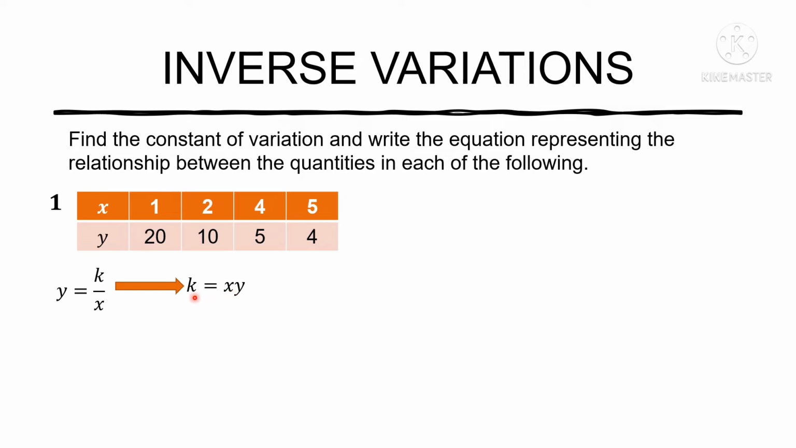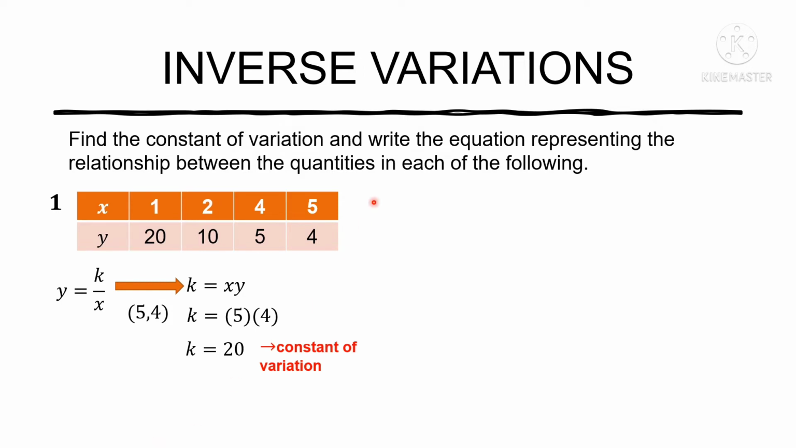So para makuha natin ang k, pipili tayo ng alinman sa magkapares dyan. So halimbawa, 5, 4. Yung 5, yun yung x, yung 4, yun yung y. Sasubstitute lang natin dito, yung x papalitan ng 5, yung y papalitan ng 4. So magiging k equals 5 times 4, which is equal to 20. At yung 20 na yan, yun ang tinatawag natin na constant of variation or constant of proportionality.